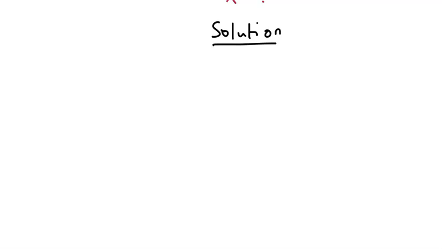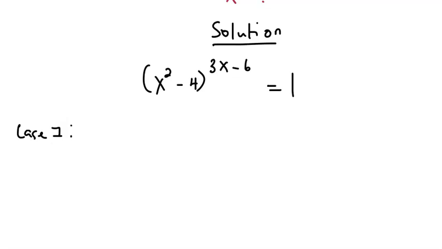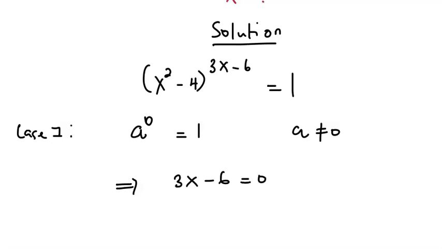So what is our equation? Our equation is (x squared minus 4) raised to the power of (3x minus 6) equals 1. So let's start with case 1. We know that a raised to the power of 0 is equal to 1, provided that a is not equal to 0. This is trying to let us know that if the power of the base x squared minus 4 is 0, then it is equal to the right-hand side. Therefore, this implies that 3x minus 6 needs to be equal to 0.